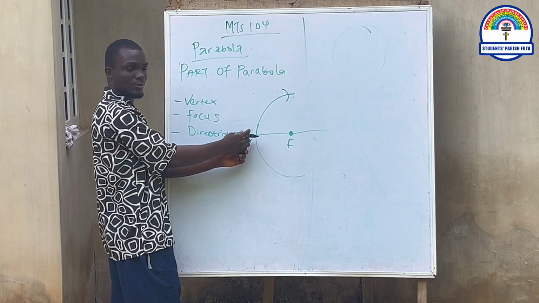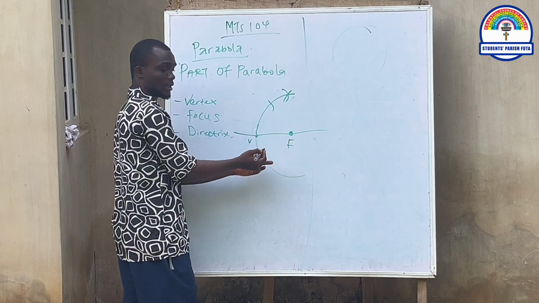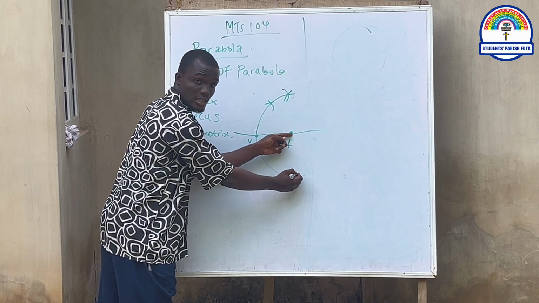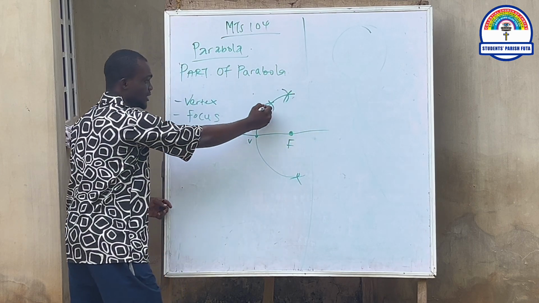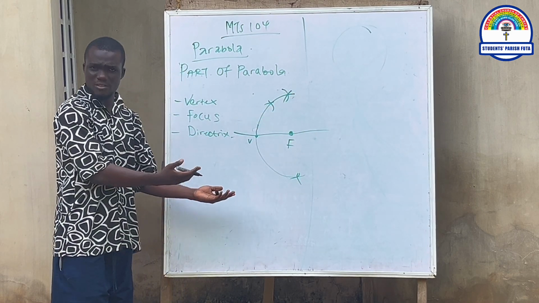Come to the vertex, you strike an arc. You come to the focus again, you strike an arc. Then come to the vertex, strike an arc. Come to the focus here, strike an arc, and to the vertex, strike an arc. Then when you join the points together, we have a parabola.